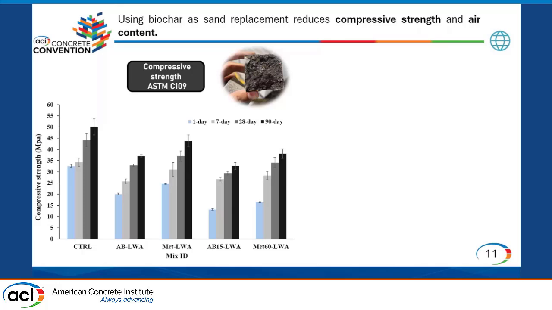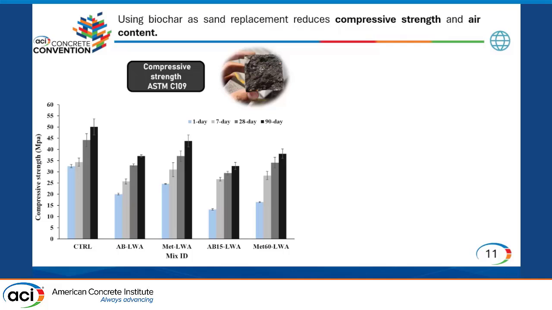We also want to take a look at compressive strength, air content, and flowability. So we measure compressive strength of our mortar mixtures at 1, 7, 28, and 90 days. And this is a graph showing the compressive strength for different mixtures studied in this study. We could see that compared to the control mixture that has no biochar, all of the mixtures that had biochar show a reduction in the strength.